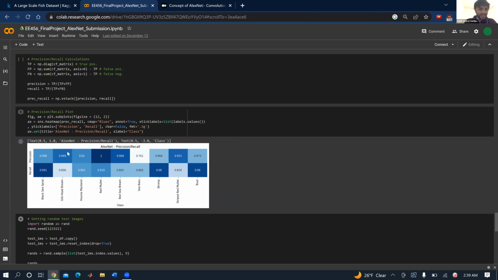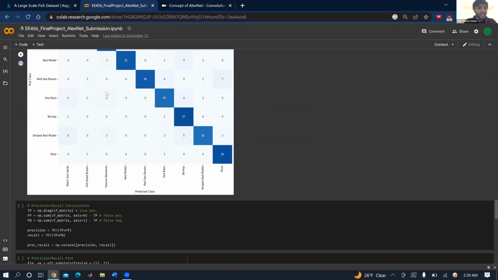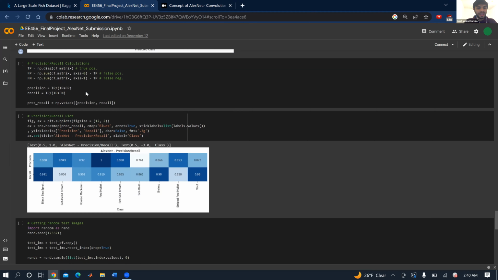Yeah. So just to clarify, here's the precision and recall plot. And again, as a quick clarification, only one of the sea bass images was classified as a gilt-headed bream, as you can see here.